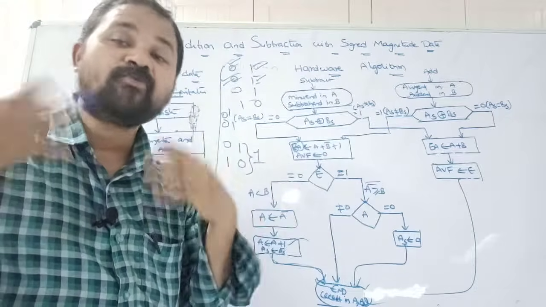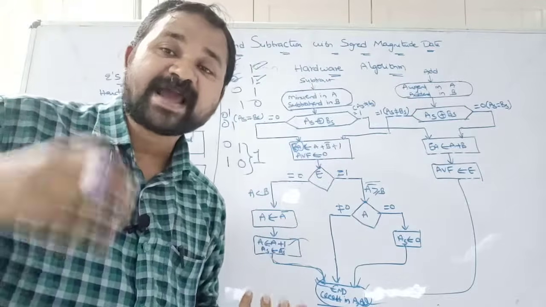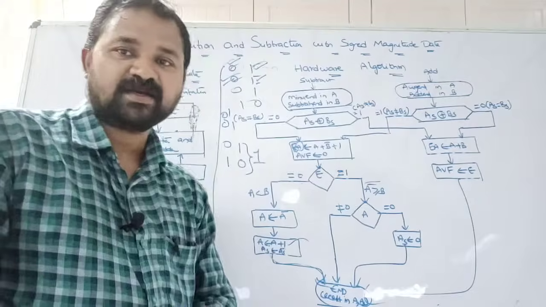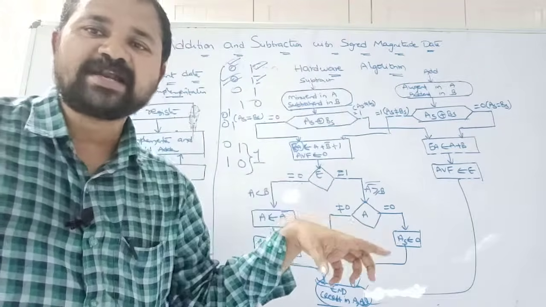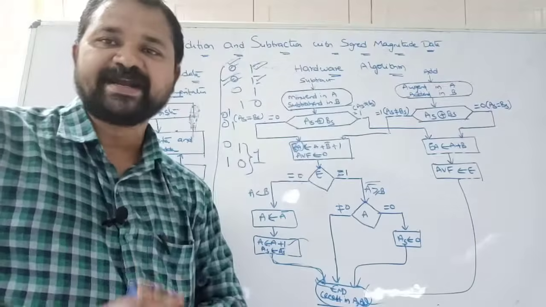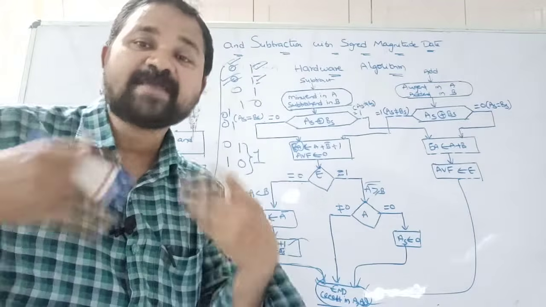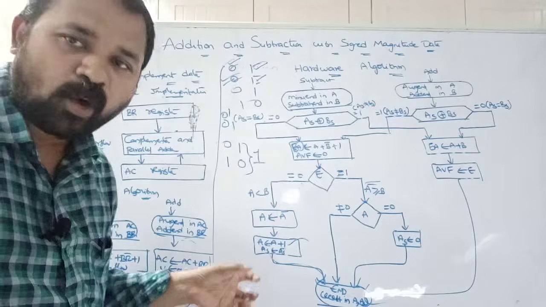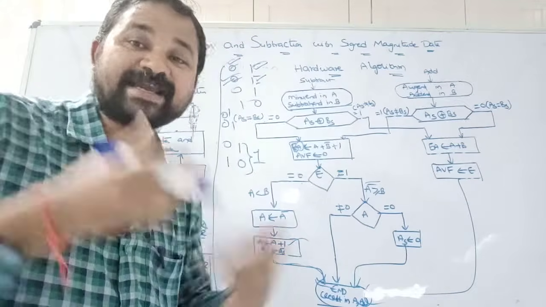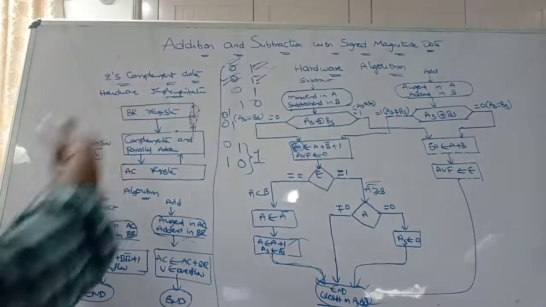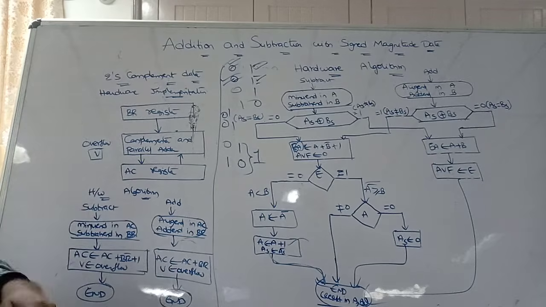Now let's see how we can perform addition and subtraction on 2's complement data. Here we have two algorithms. The first is how to calculate with the help of sign magnitude data, which we have seen till now. Now let's see how to perform addition and subtraction on the 2's complement data. This is very simple. First, let's see the hardware implementation.